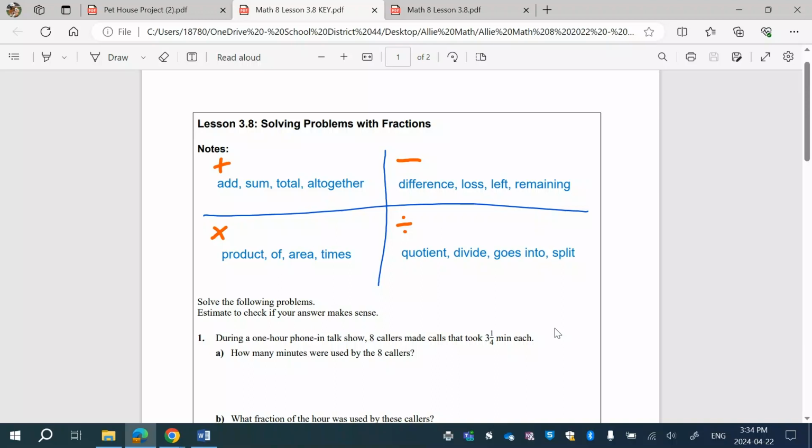Okay, everybody, here we are, 3.8, solving problems with fractions. I put this chart here because we're solving word problems with different functions, or operations, sorry, and we need to be able to decide what operation we want to use. So addition, subtraction, multiplication, and division are all operations. That's when we say order of operations, that's what we mean.